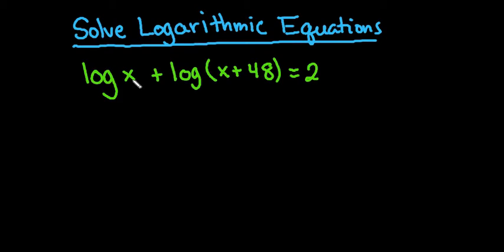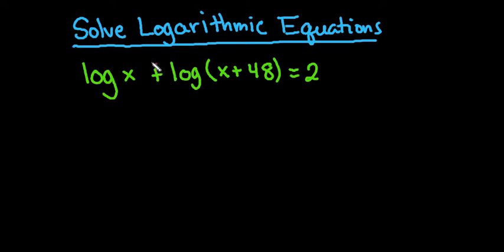Hi, for this video we're going to solve logarithmic equations. When you have a logarithmic equation that has a logarithm only on one side, you have to first condense it down to a single logarithm. So you're going to use rules of logarithms to condense this down to a single logarithm on the left-hand side.